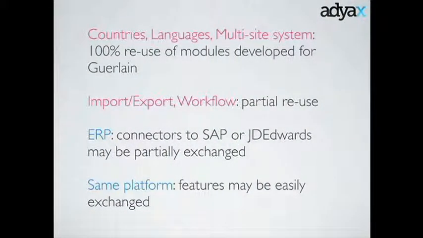What we reused, because we built Guerlain and then on the same platform Makeup Forever, was the countries, languages, and multi-site system. It's the same, and we spent so much time on import, export, workflow. This is partial reuse, because as soon as you get a new client, a new brand, they say, I don't want that, I want to add this, I want to remove that, I don't need that field. The connectors to SAP remain, as you share the same Drupal versions, and if you do it the right way using features, you can reuse things.